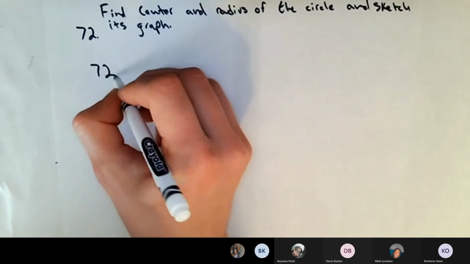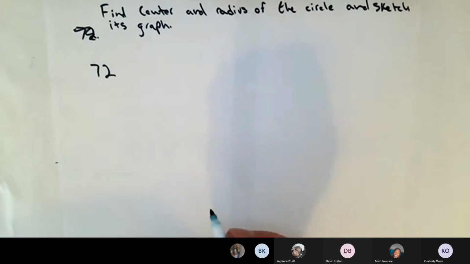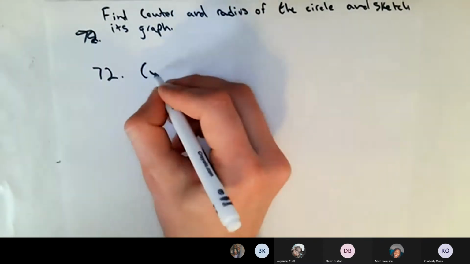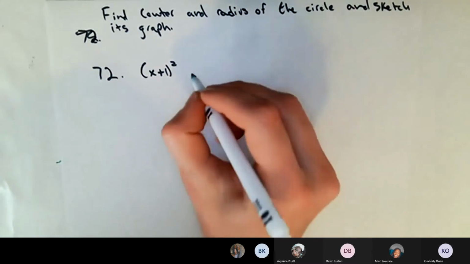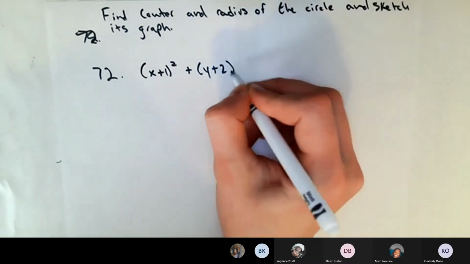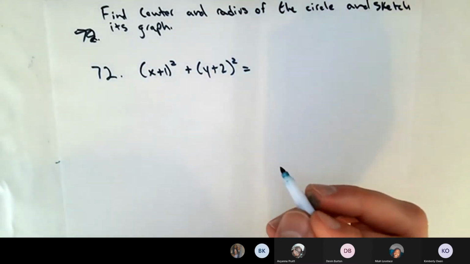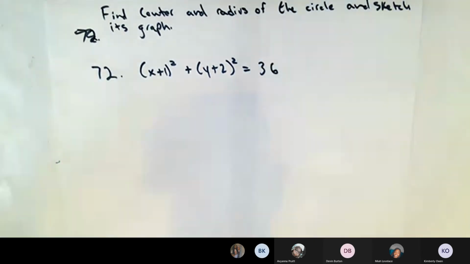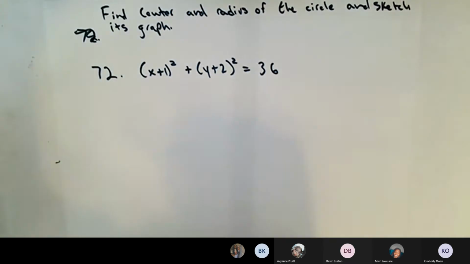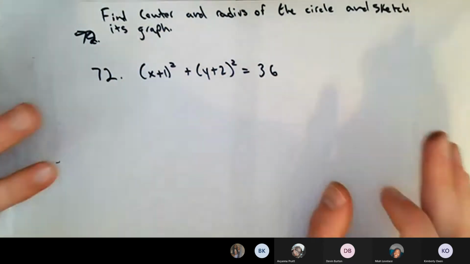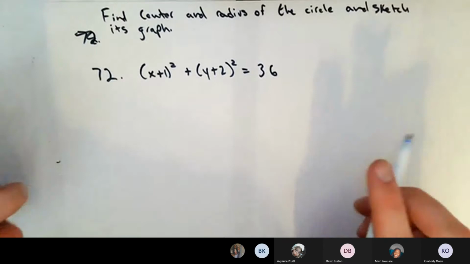Okay, 72 says (x plus 1) all squared plus (y plus 2) all squared is equal to 36. All right, I should immediately recognize this as the equation of a circle, and I don't need to start squaring things or anything like that. I just need to recognize that this is the area of a circle. No, not area, my gosh, the equation of a circle on a graph.